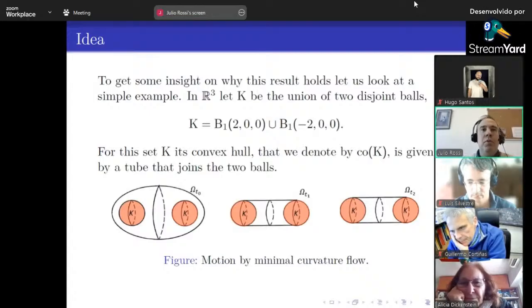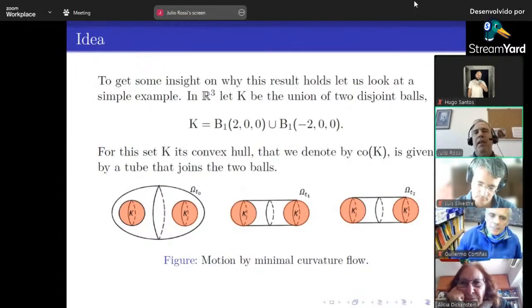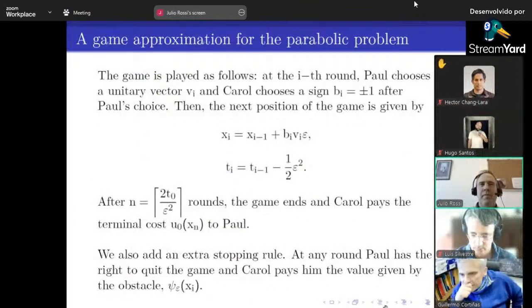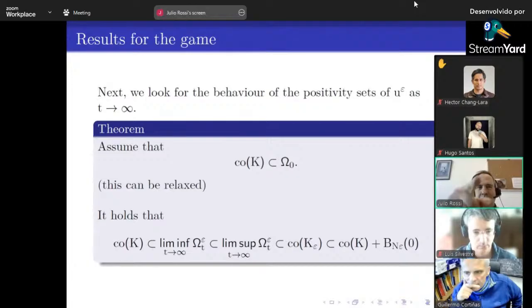But it is not proved anywhere, and we are not proving this in the paper, that when you start with a convex set, you remain convex forever. And the proof that in the limit you get this tube is based on the game.